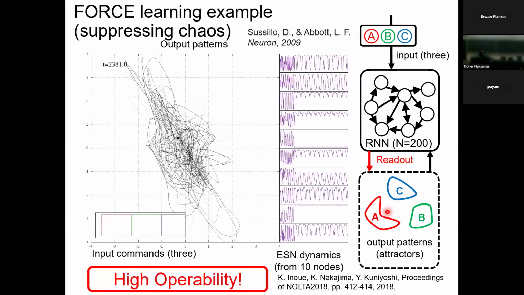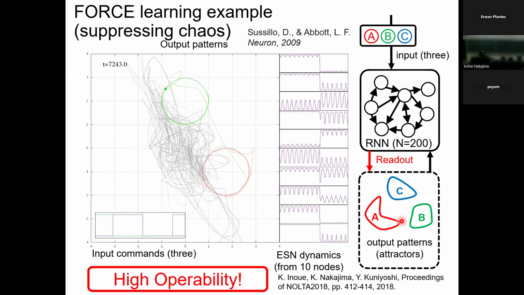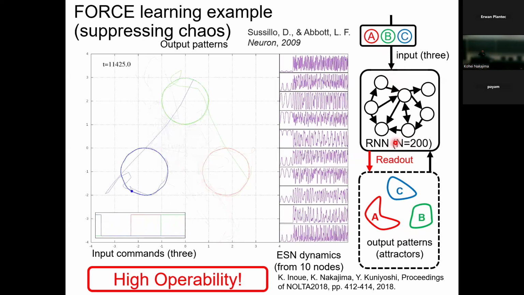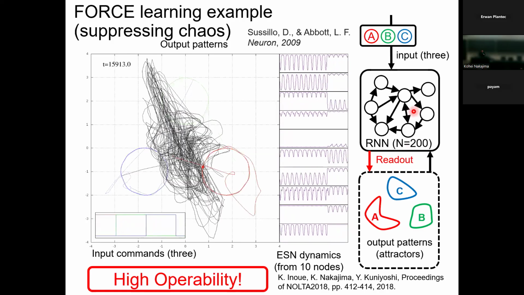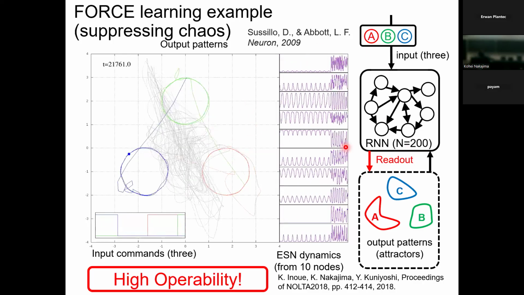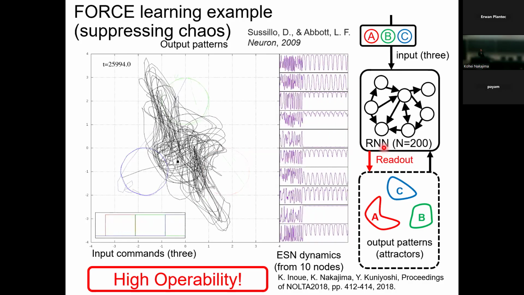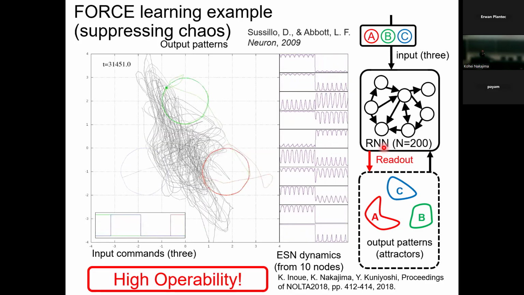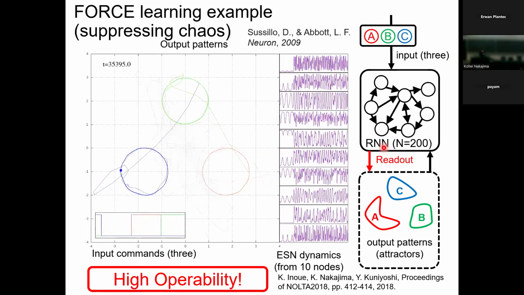So when you inject input A, you want to obtain the corresponding attractor A. When you inject B, the corresponding attractor B. When you inject C, then the corresponding attractor C. And because it's reservoir computing, we don't tune this part, we only tune the readout part. And as you can see here, if you don't inject input, then it has its original chaotic dynamics. When you inject the input, it goes to the corresponding attractor immediately. We can do these kinds of things very quickly by using this intrinsic chaos.